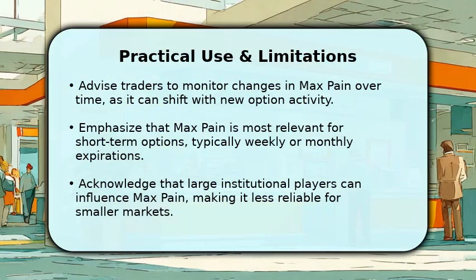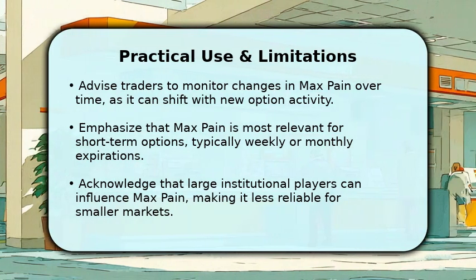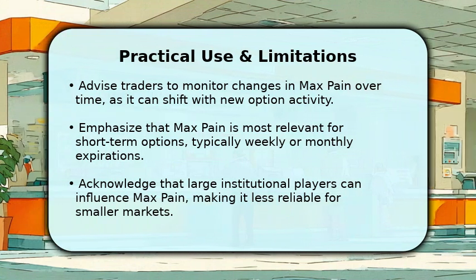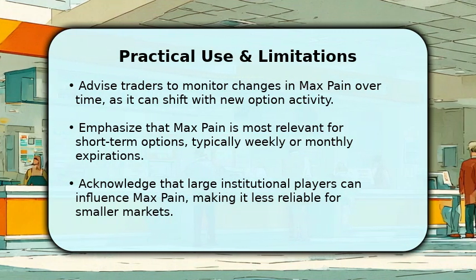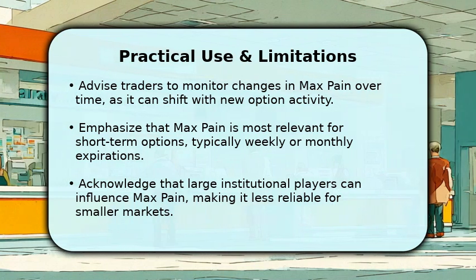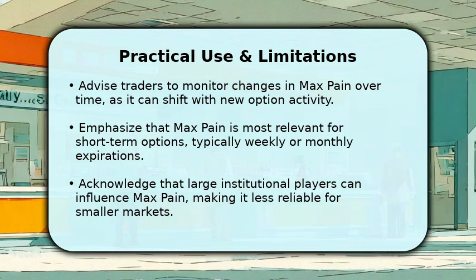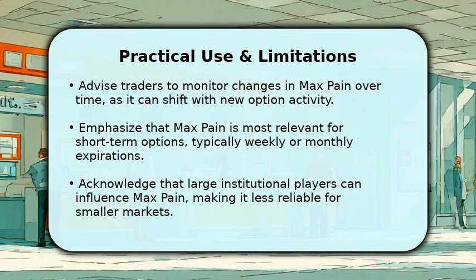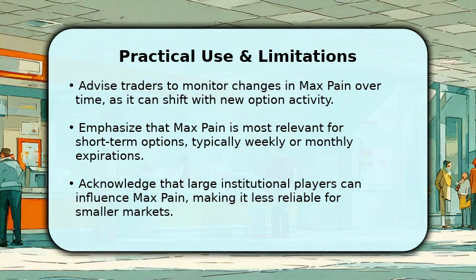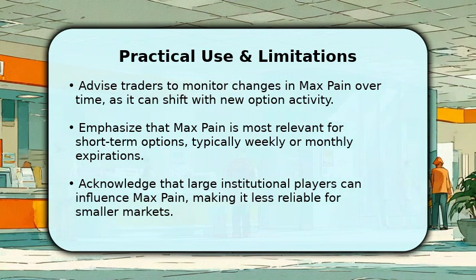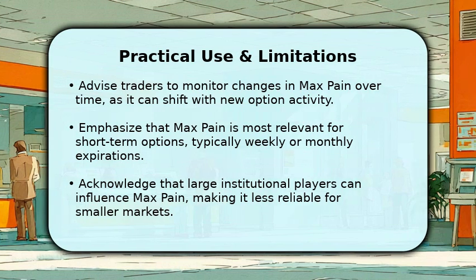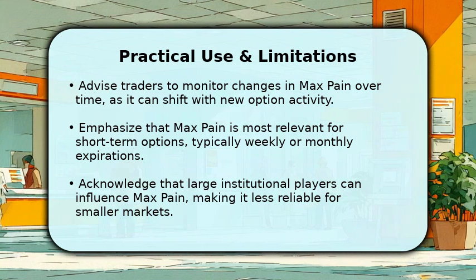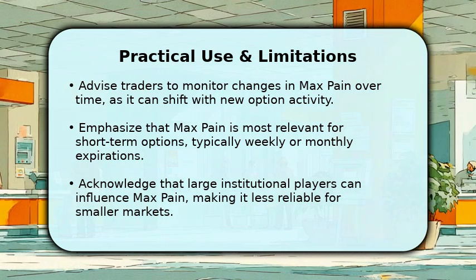For practical application, continuously monitor changes in max pain, as new option activity can shift this point. It's most relevant for short-term options, typically weekly or monthly expirations, where the influence of options writers is more pronounced. Be aware that while powerful, max pain is just one piece of the puzzle. Large institutional players can significantly influence it, making it less reliable in thinly traded markets. Combine it with fundamental and technical analysis for well-rounded trading decisions.